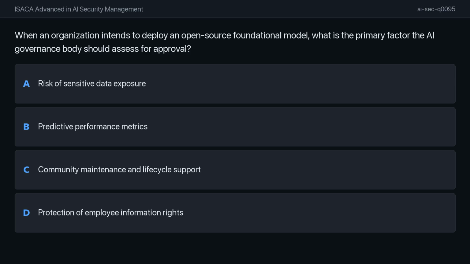Okay, so the correct answer here is option C, community maintenance and lifecycle support. In this context, where an organization intends to deploy an open-source foundational model, the factor that the AI governance body should assess for approval is the well-being of community maintenance and lifecycle support. Why is that? Well, when open-source models are used, it's important to understand how the model will be supported and how it will be managed over time.